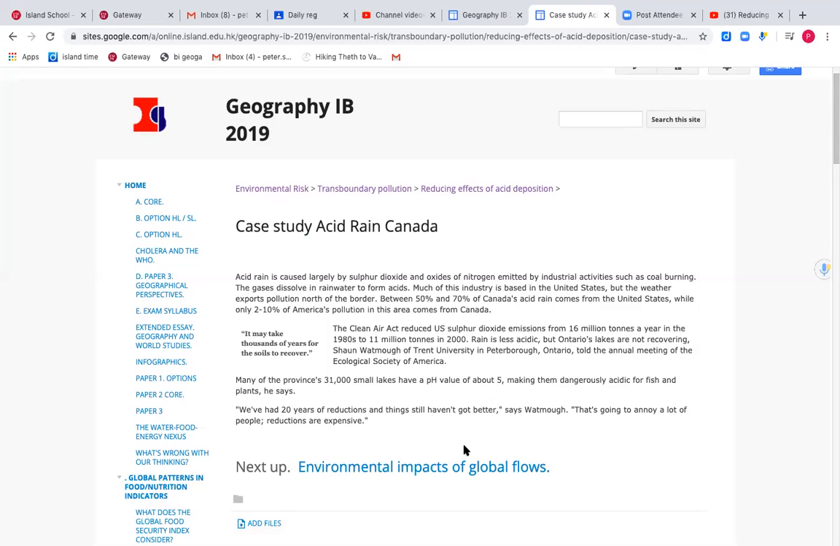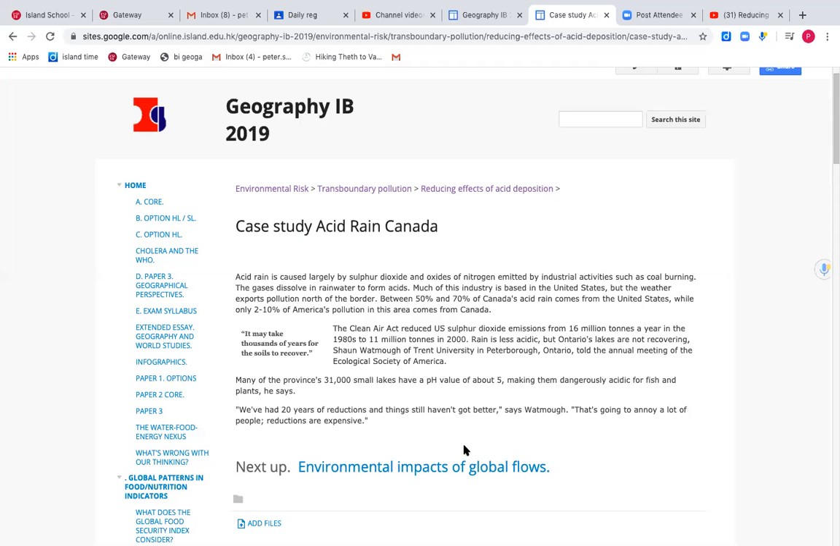The United States does still burn a lot of coal, although thankfully that is starting to be reduced. But the weather, those prevailing winds, does export or blow the pollution across the border into Canada. And that's where between 50 and 70% of Canada's acid rain actually comes from, the United States. Working in the opposite direction, from Canada to America, it's only 2%.